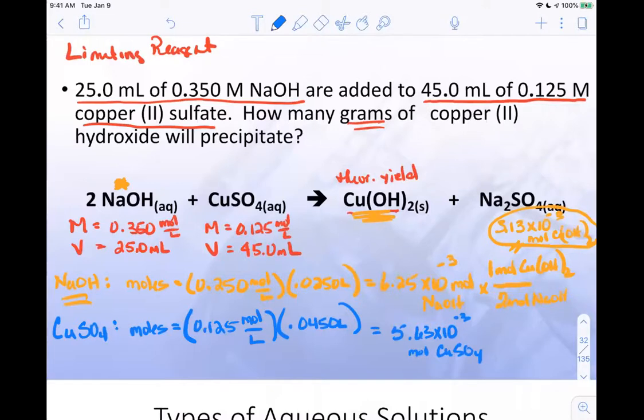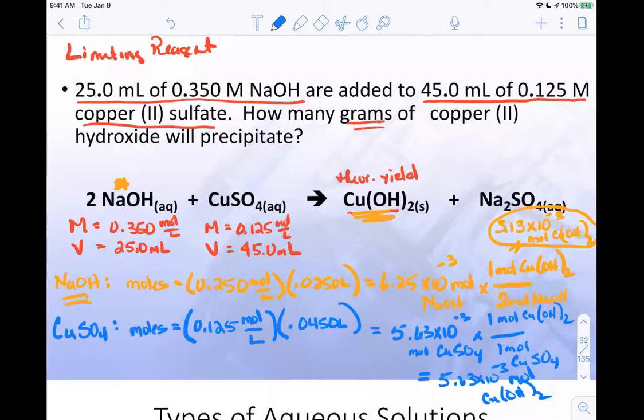So let's use stoichiometry to figure out the moles of copper hydroxide. So I know it's a 1-to-1 ratio. So for every 1 mole of copper(II) sulfate, I get 1 mole of copper hydroxide, which gives me 5.63 times 10 to the minus third moles of copper hydroxide.